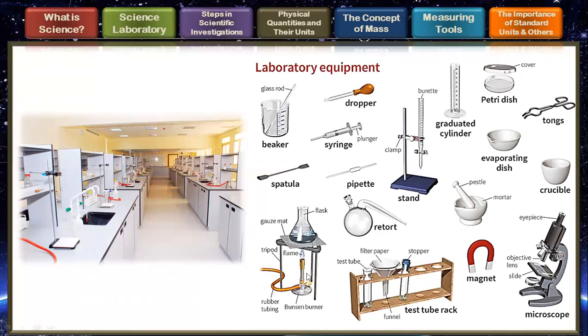We have also what we call the Bunsen burner. For the Bunsen burner, we need a tripod, and then the gauze mat so that we can place whatever we put here, like the flask or the beaker. So those are some of the things that we will see in the science laboratory. These are what we call laboratory equipment, or sometimes you can call them apparatuses.